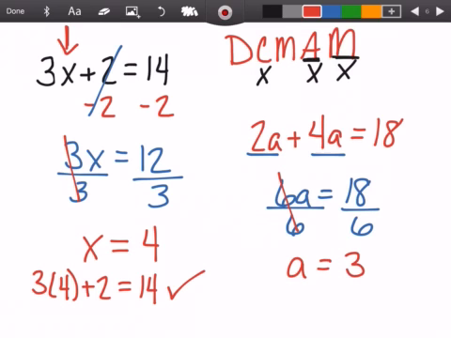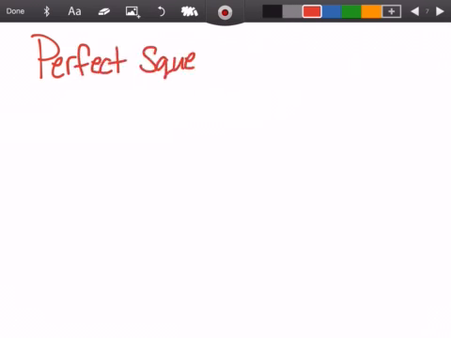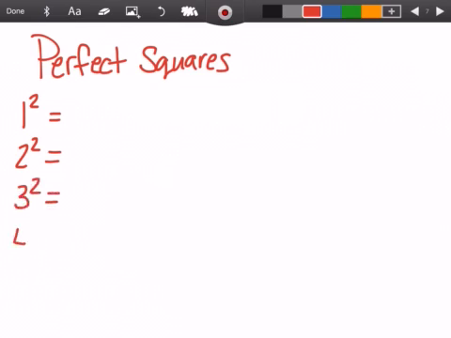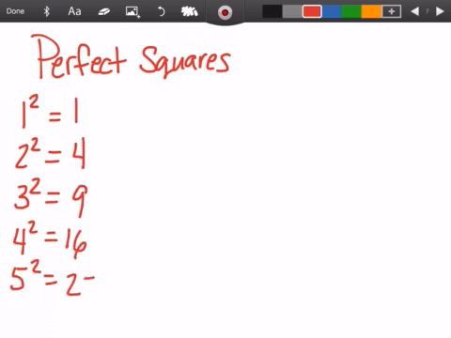Just some last notes before I let you get started on your extra credit. I would maybe write down, if I can spell, perfect squares. Remember, perfect squares are what my whole numbers squared are equal to. So my perfect squares here would be like 1, 4, 9, 16, 25. You could put those on your note card if you don't know those really well.